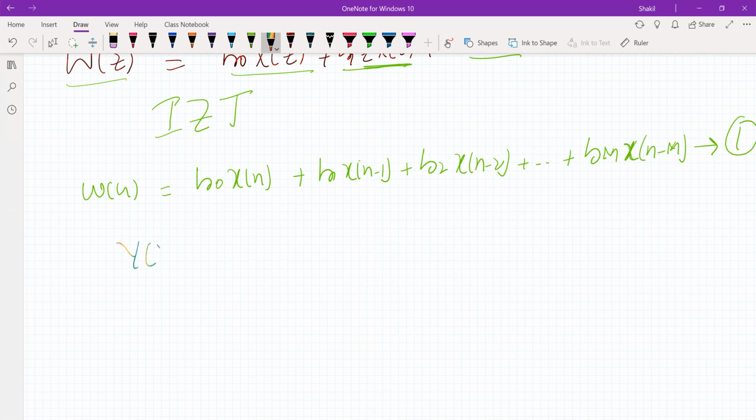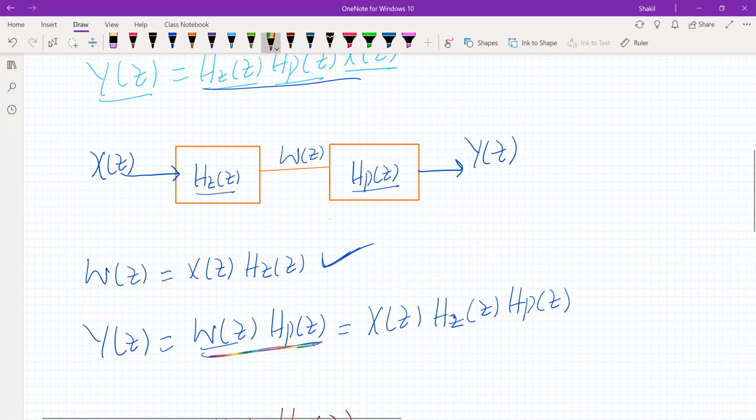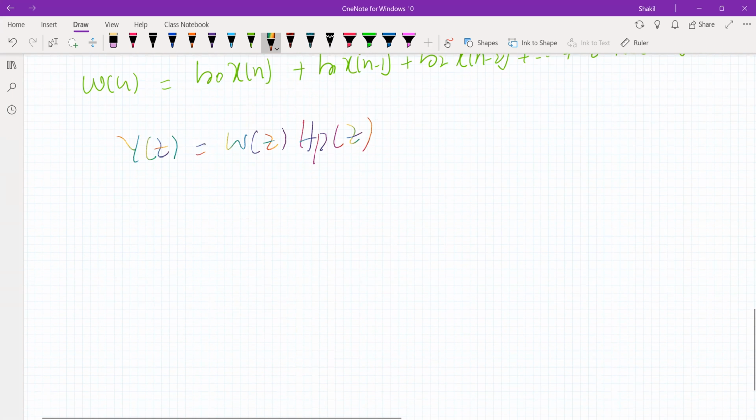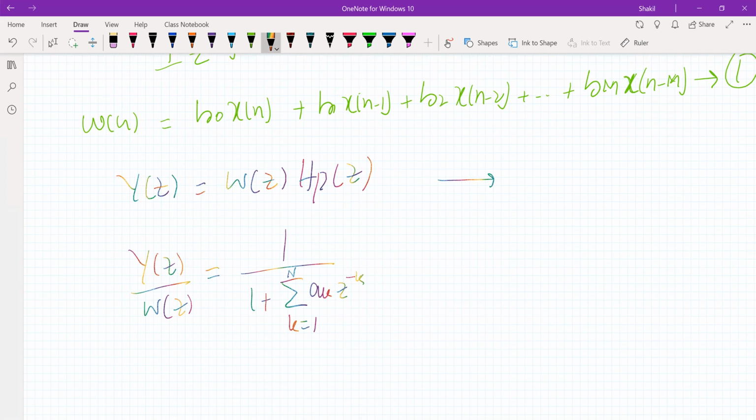Now, Y(z) is equal to W(z) multiplied by Hp(z), from this cascade system. So we can write Y(z) by W(z) is equal to Hp(z). So this will be 1 plus summation k running from 1 to m of a_k z^-k. So this is our second system. This is Hp(z), and the input is W(z) and output is Y(z).